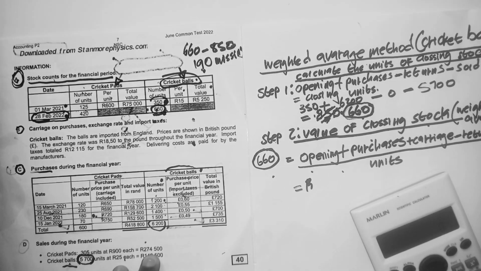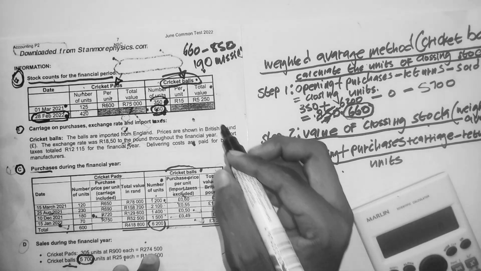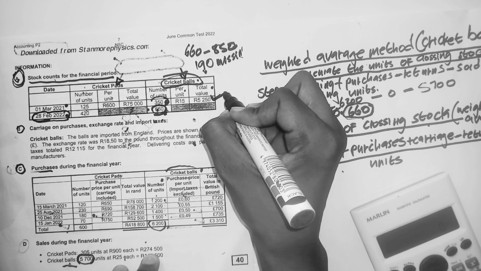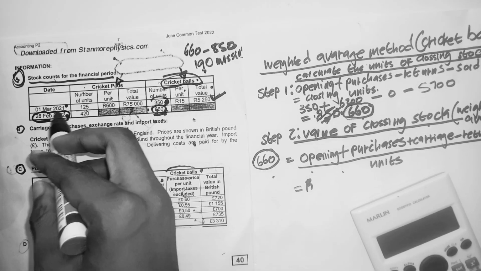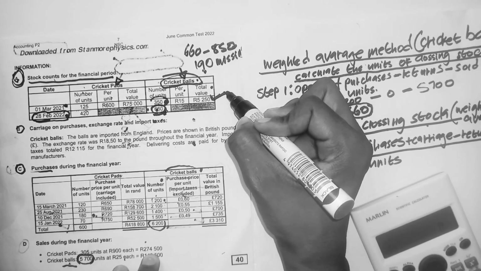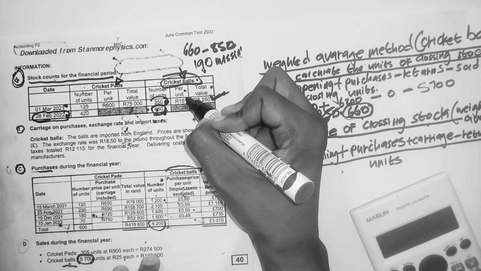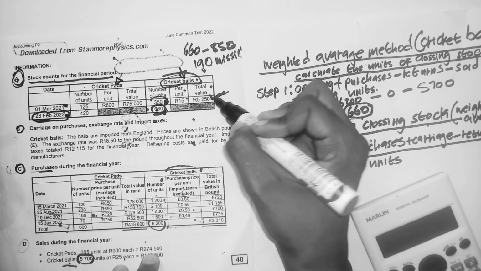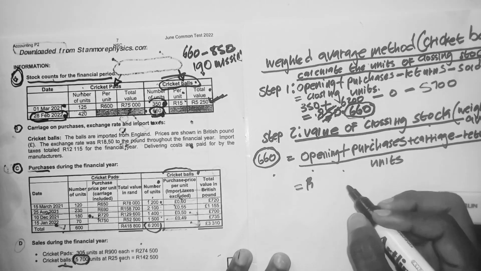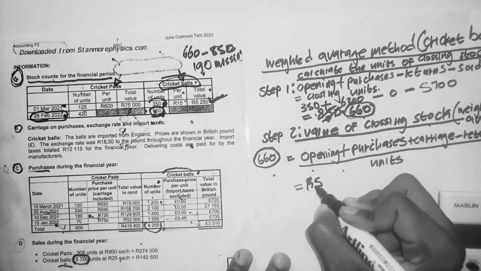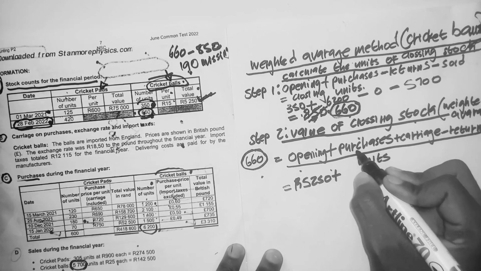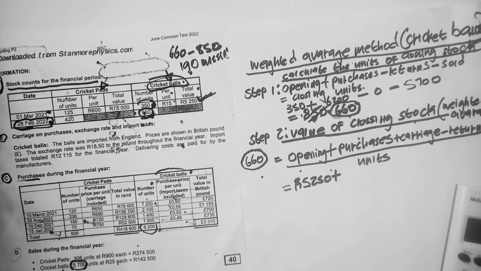The total value, remember. So the total value for cricket balls is 5,250. Total value for opening, which is 1 March 2021. We don't use the per unit. We don't use the number. We use the total value. So we write it down. The total value is 5,250. Opening is 5,250. Then plus purchases. We go and check purchases.